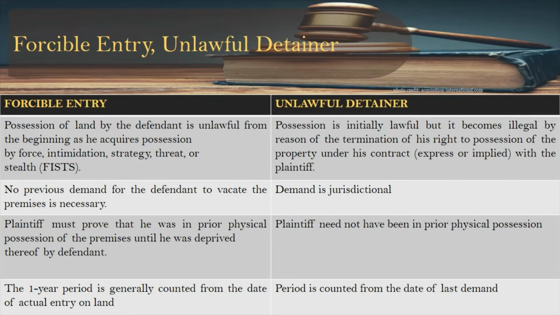In forcible entry, plaintiff must prove that he was in prior physical possession of the premises until he was deprived thereof by the defendant. In unlawful detainer, plaintiff need not have been in prior physical possession. In forcible entry, the 1 year period is generally counted from the date of actual entry on land. In unlawful detainer, the period is counted from the date of last demand.